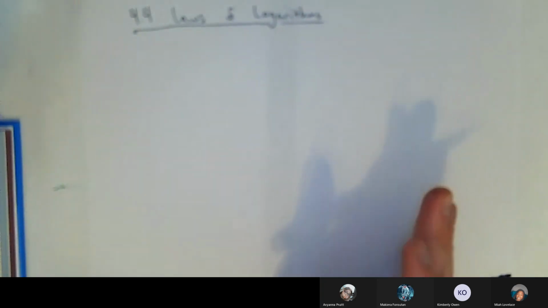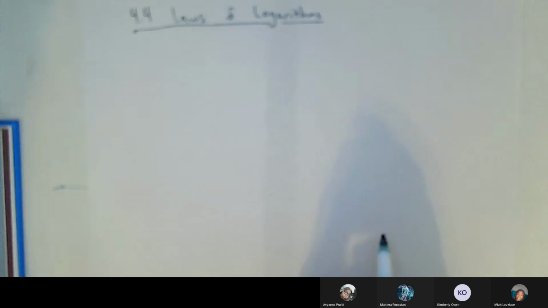But now we're going to be looking at laws of logarithms, which is basically what this section is going to be. I'm going to give you some rules, and we're going to practice using the rules. It's going to be really straightforward, probably going to seem easier than the previous section. So let's get straight into it with these rules.